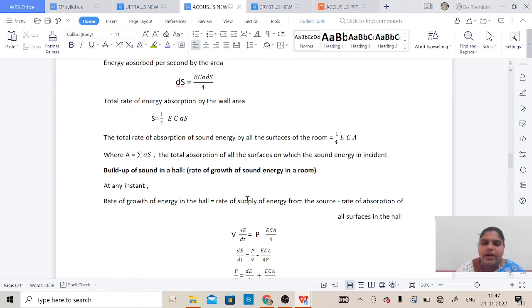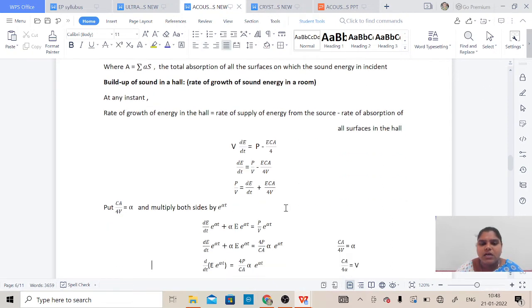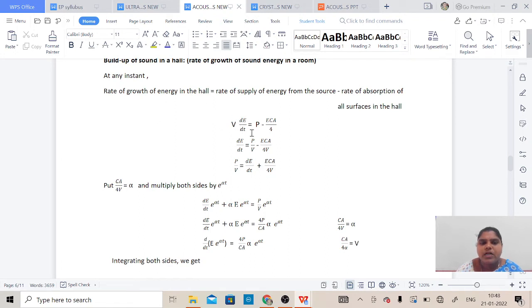The total incident energy, that means the rate of growth, will depend upon the absorption due to the surfaces in the hall. So to know the rate of growth, we subtract the rate of absorption from the actual incident energy. That is, the rate of growth of energy in the hall equals the rate of supply of energy from the source minus the rate of absorption of all surfaces in the hall. See here. So V dE by dt equals the total incident sound P minus the absorbed sound from the previous session, which is E c A by 4. Now dE by dt equals P by V minus E c A by 4.